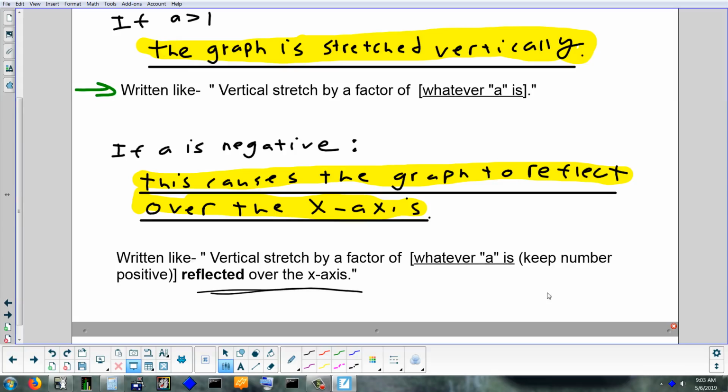Now, if A causes it to stretch, what do you think happens if you keep putting in a bigger and bigger number for A? Stretches more. It can stretch a little bit, it can stretch a lot. If you make A 20, it's going to stretch out 20 times as much. If you make A 2, it's going to stretch out a little. It's going to stretch out twice as much. So the bigger number you put for A, the bigger the stretch you get. Now, what happens if A is negative?